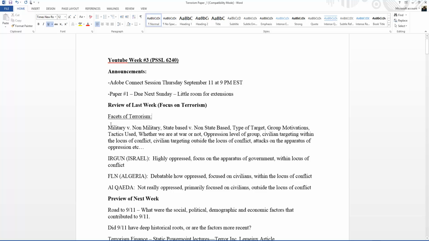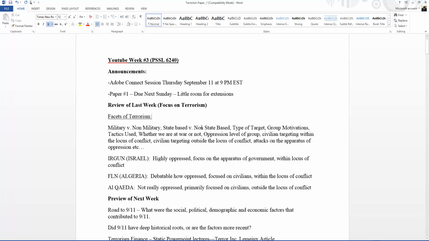And the other question is, should attacks on military be considered terrorism, even if we're not at war, or if the USS Cole was not under fire or conducting direct action? Someone's already asked about that paper topic, but that's one facet that we discussed last week, military versus non-military.